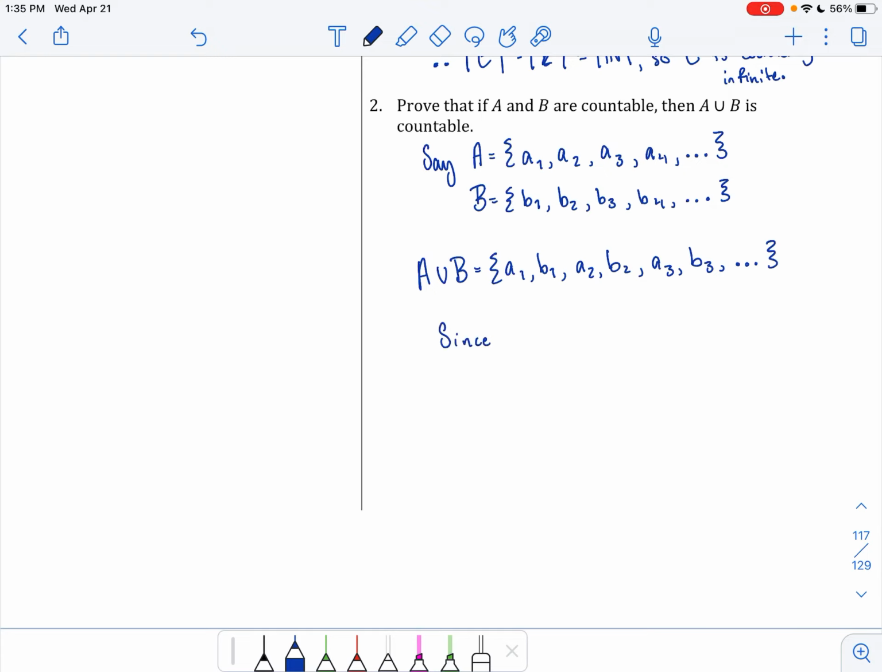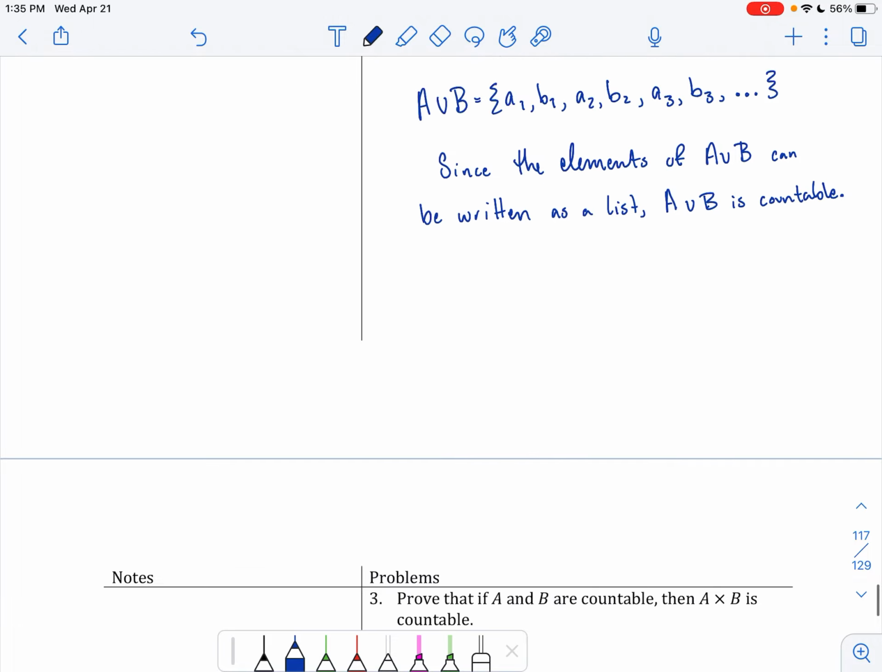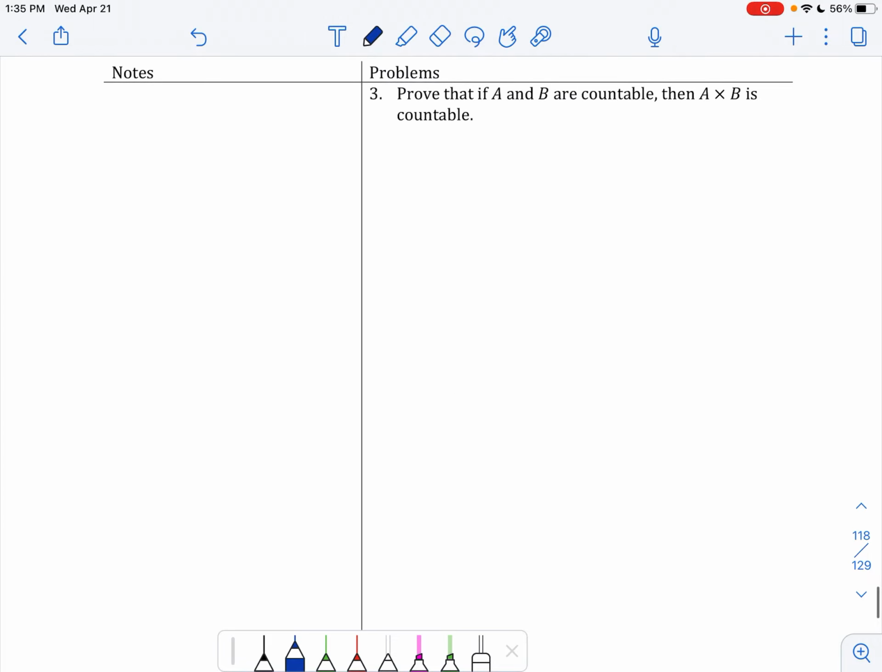And here's the nice definition of countable. Since the elements of A intersect B can be written as a list, then A intersect B is countable. It might be countably infinite, we don't know, but it's definitely countable. And for a lot of these, if you can make a list, that is adequate enough proof, at least in this class. All right, number 3.